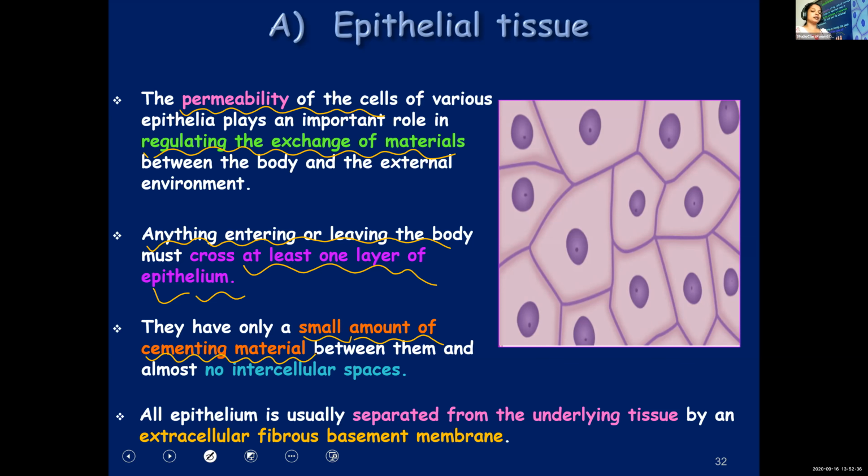What is meant by intercellular space? The space in between the cells. And the last point is that all the epithelial tissue, you'll be learning about different types of epithelial tissue. Whichever be the type of epithelium, all the epithelial tissues or all the epithelium, they are separated from the underlying tissues with the help of a membrane. You call it as extracellular fibrous basement membrane. Hope you got it.